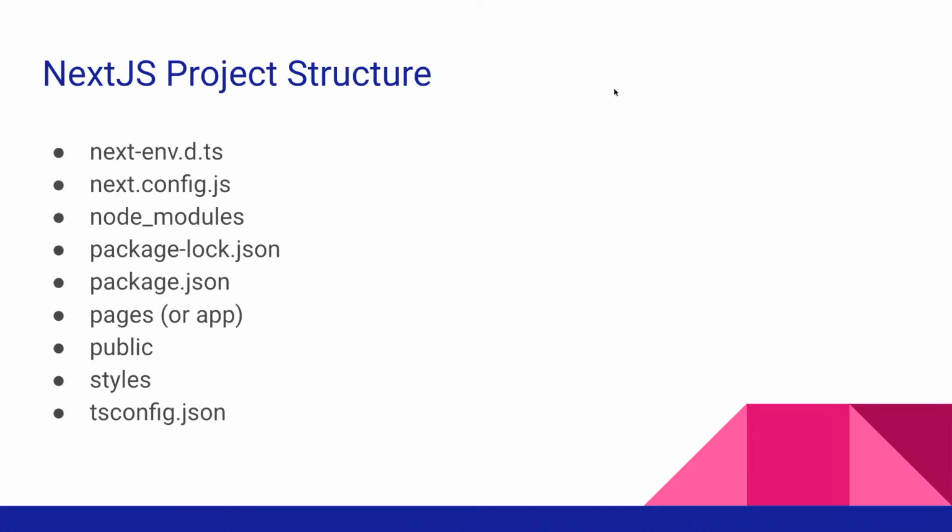The Next.js project structure is this one. So we have the environment file for Next, the configuration, the well-known Node modules folder, the packages, the pages folder where all the routes live, the public folder where all the static HTML will be generated, the styles that contains the CSS, and then the TypeScript configuration if you're using TypeScript in your project.